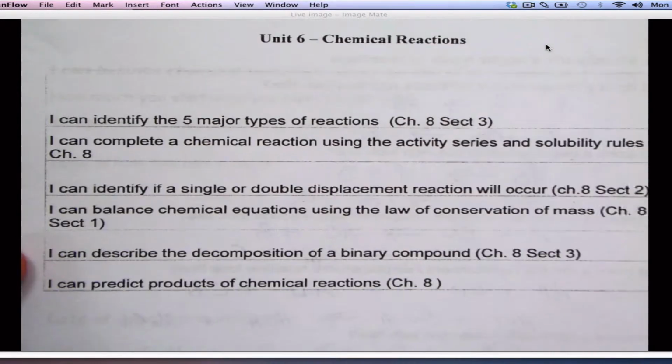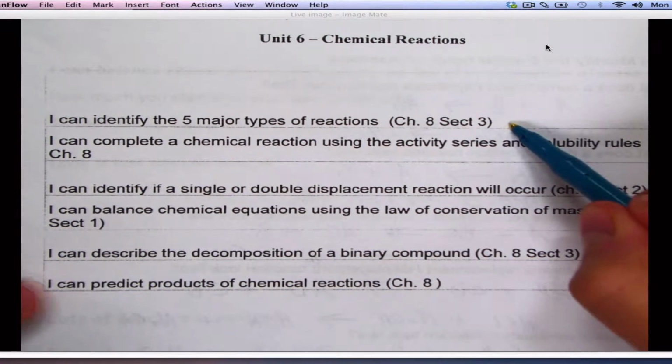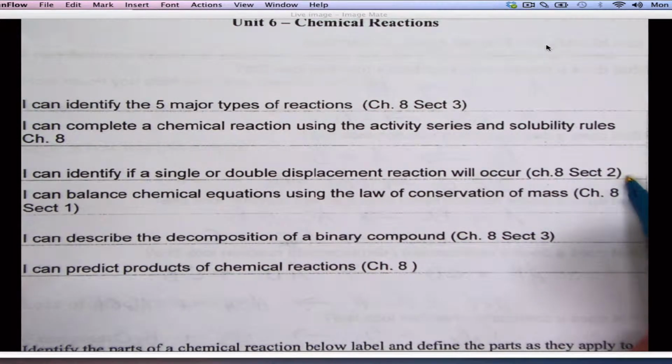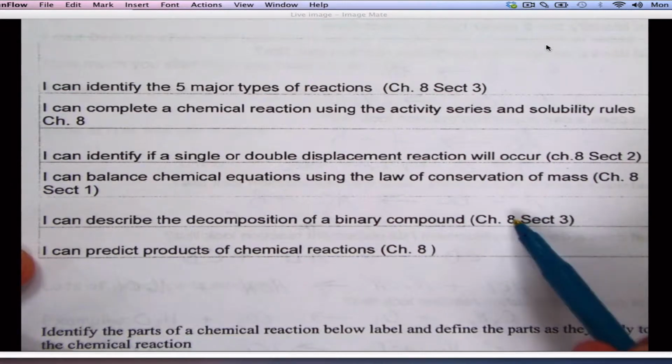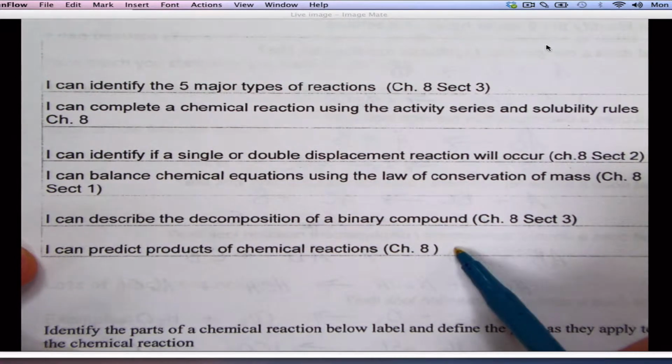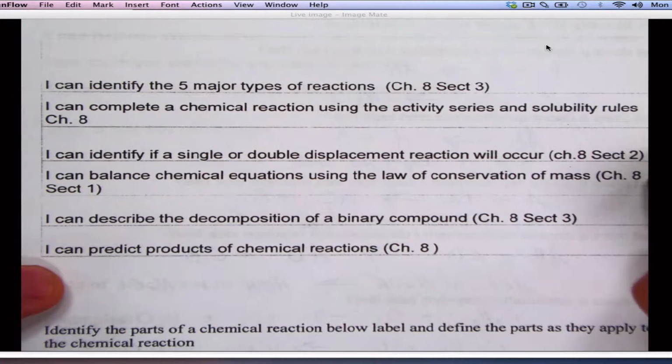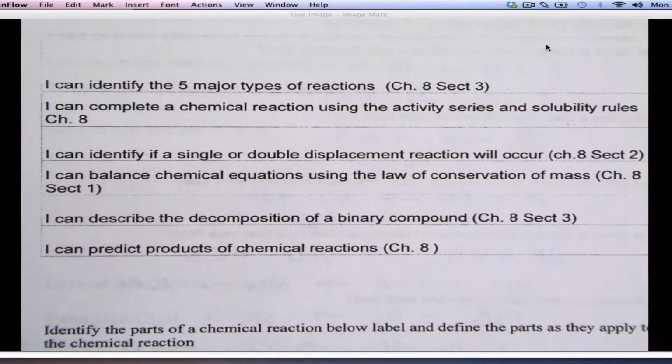All right, chemistry kids, here's the last lecture we're going to talk about in the chemical reactions. We've talked about the types. We talked about activity series and solubility rules. We talked about single and double placement reactions, how to identify them. We talked about binary composition. We talked about how to predict products a little bit. So the more practice we get, the better you're going to be. Now, we're going to do the last thing. We're going to balance chemical equations using the law of conservation.